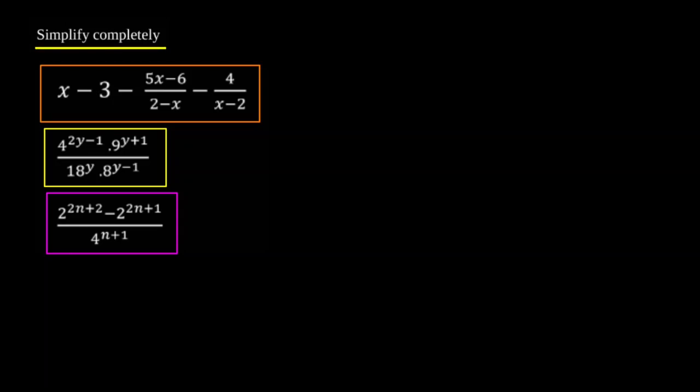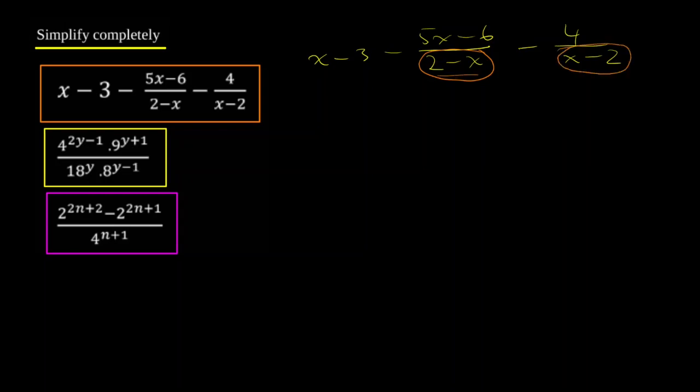Simplify, of course, completely. Let's see where this goes. So over here we have (x - 3) - (5x - 6)/(2 - x) - 4/(x - 2). The first thing we'll notice here is that the denominators are almost exactly the same. However, we'll need to do the switch around trick over there.